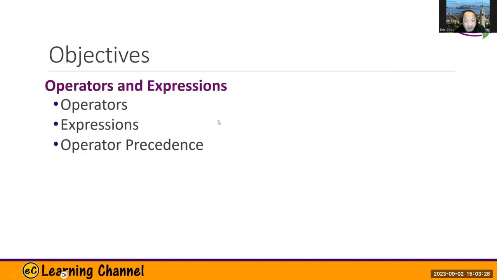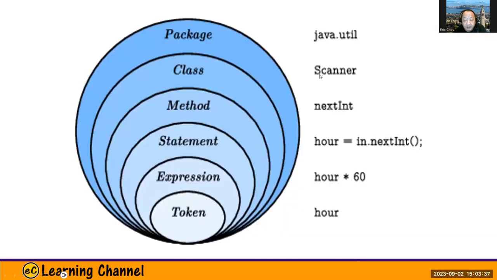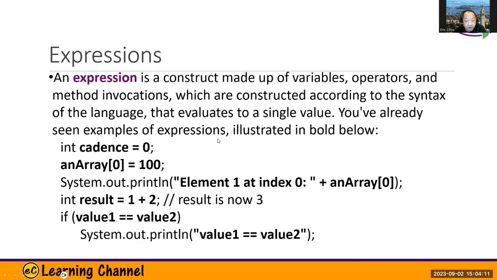So these are the basic program structures. We'll cover them, and then talk about the operators and combinations of things. I think we covered this in the pre-AP part. java.util is a package, Scanner is a class, nextInt is a method. This finishes with a semicolon, so that's a statement. And hour times 60 gives you a value, so that's an expression. A token is a single word. A token is usually an operator, a variable, a function, a class, or a reserved word.